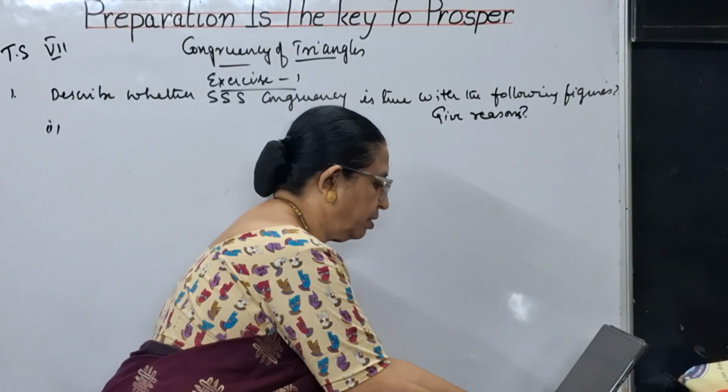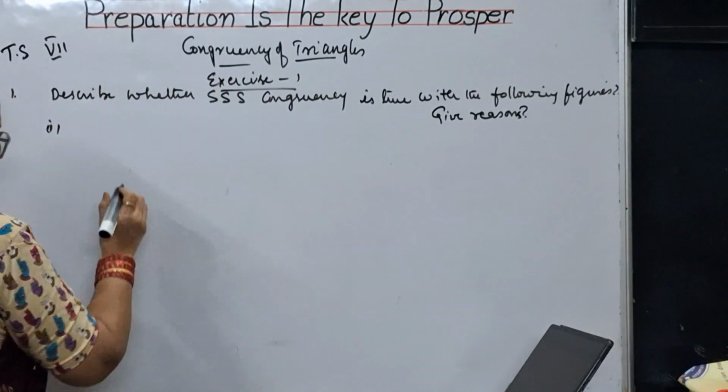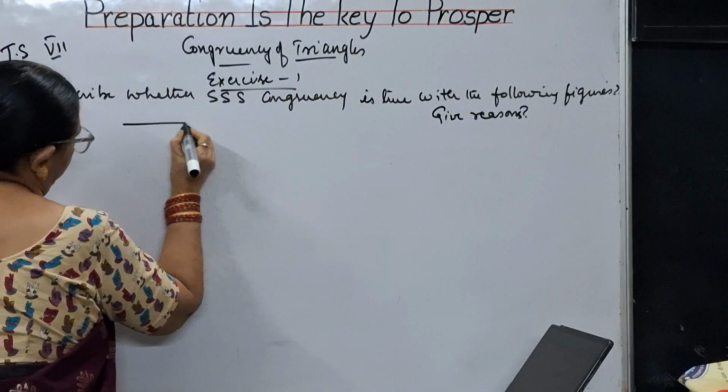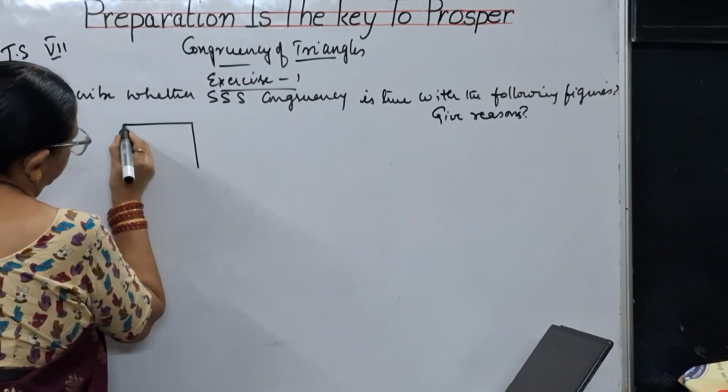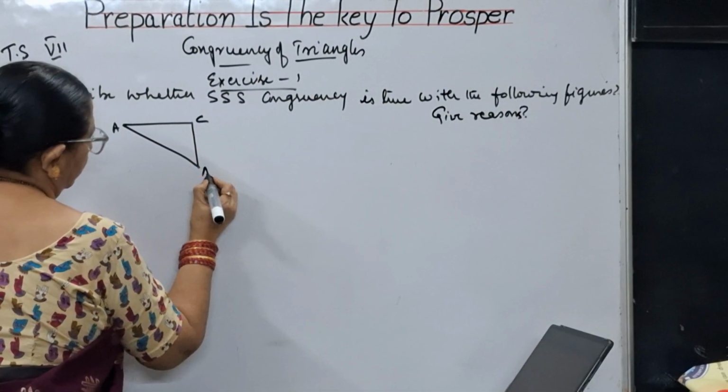First one has got the diagram. Triangle ACR. This is the triangle given, ACR.